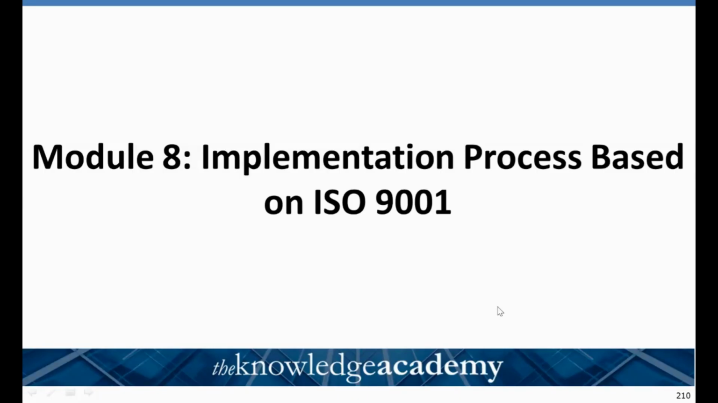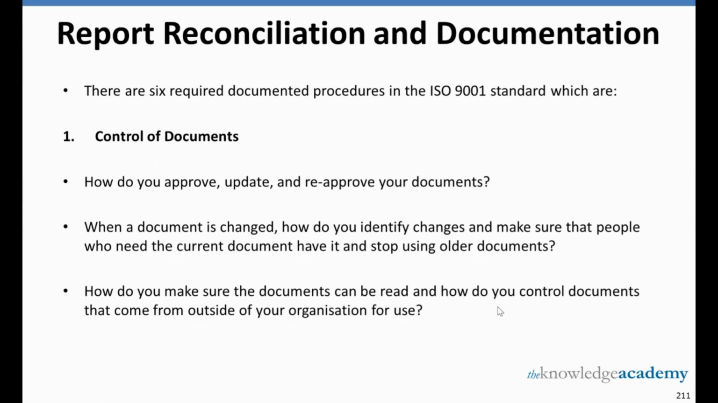Now let's look into Module 8, Implementation Process based on ISO 9001. In that first, record reconciliation and documentation. So there are 6 required documented procedures in the ISO 9001, which are mostly looked at by the external auditors in your organization. In that first is control of documents.